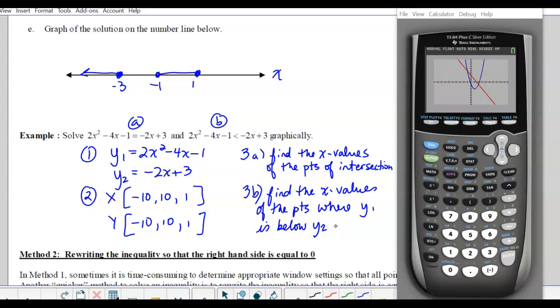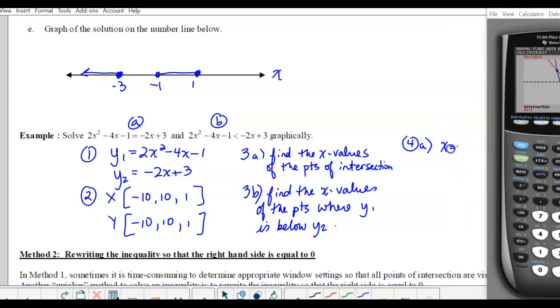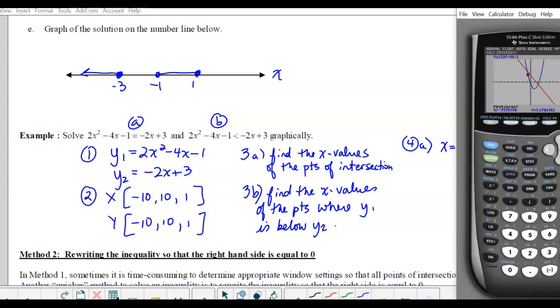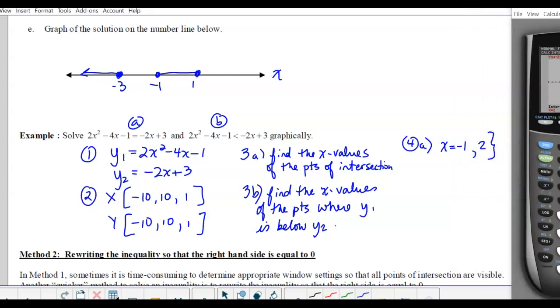So let's do those. So let's find the intercepts first. So second trace intersect, enter, enter, enter. So that's -1. So here, for A, x equals -1. And what else? It looks like 2, but we'll have to actually do it. I'm going to have to cursor closer. And it is 2.